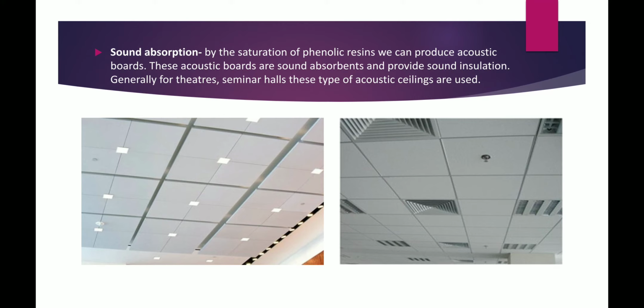Sound absorption. By the saturation of phenolic resins, we can produce acoustic boards. These acoustic boards are sound absorbents and provide sound insulation. This is because plastics can simply absorb sound by transforming it mostly into heat. These types of acoustic ceilings are used generally for theaters and seminar halls. And here are some pictures of the acoustic boards being used for ceilings.